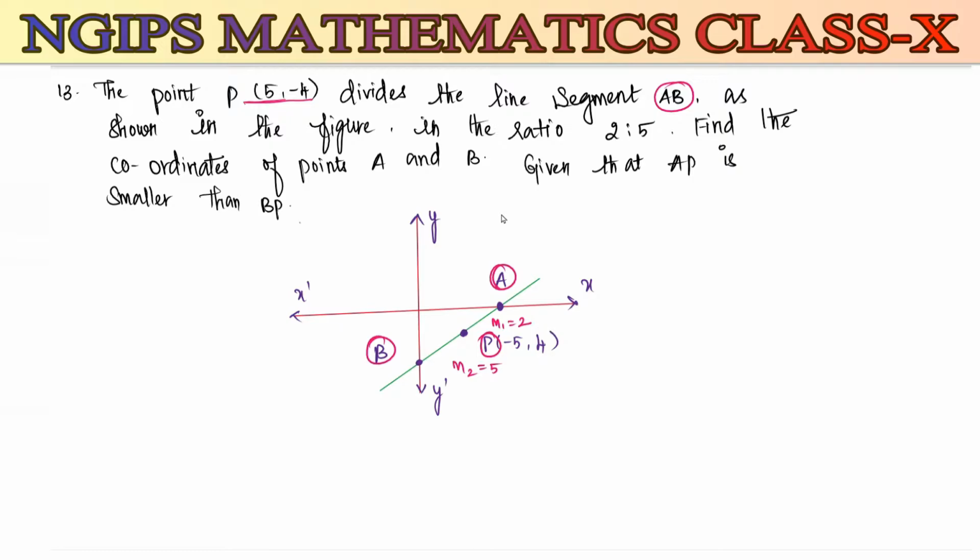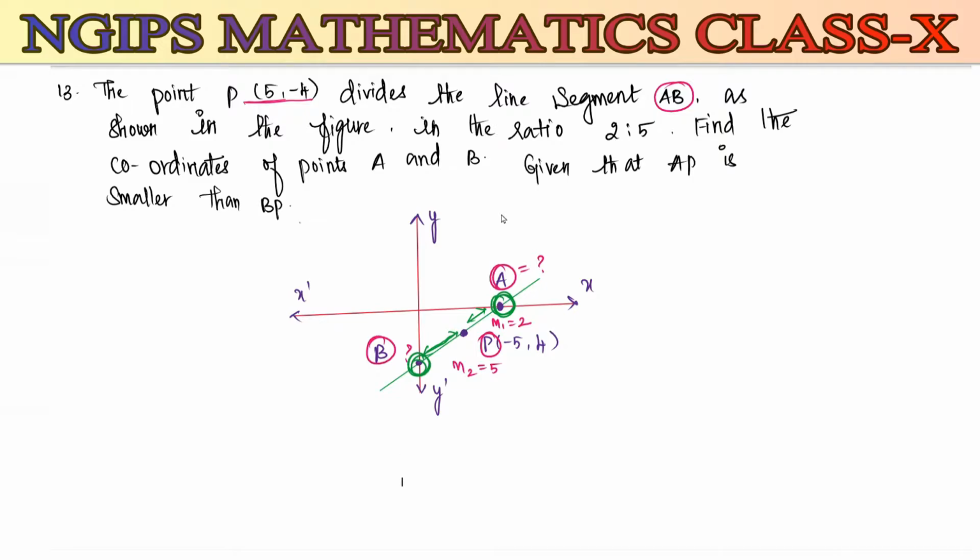So this coordinate points, it is unknown value, A value and here the B value. This we need to find given that AP is smaller than BP. So here you can consider this AP length, it is going to be smaller than BP. So compared to BP, AP value it is less. Now here we need to find out the coordinate of A and B. So A coordinate, this particular point, and here B point we need to find.